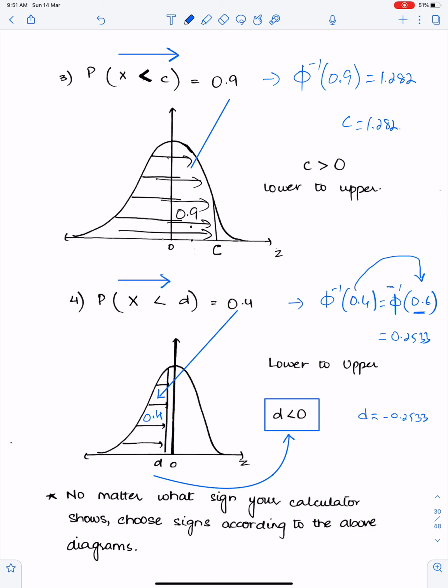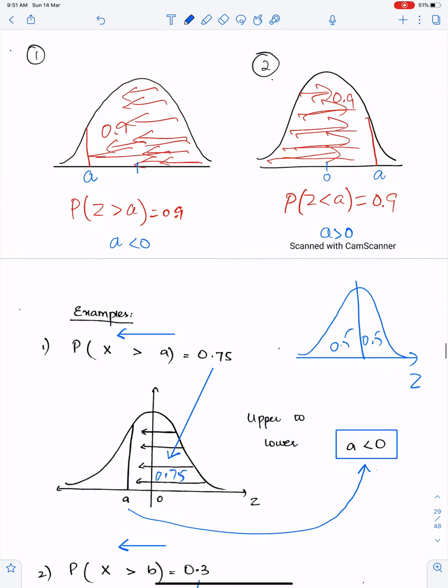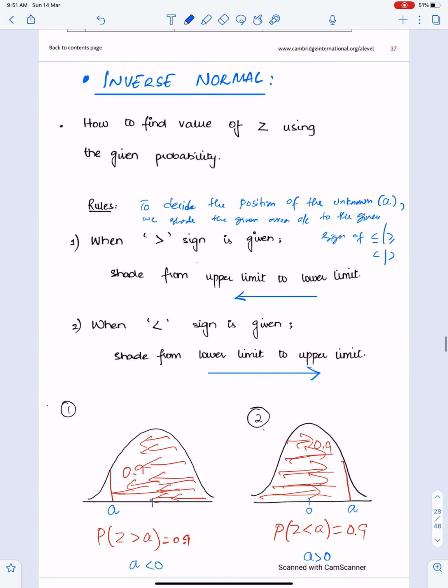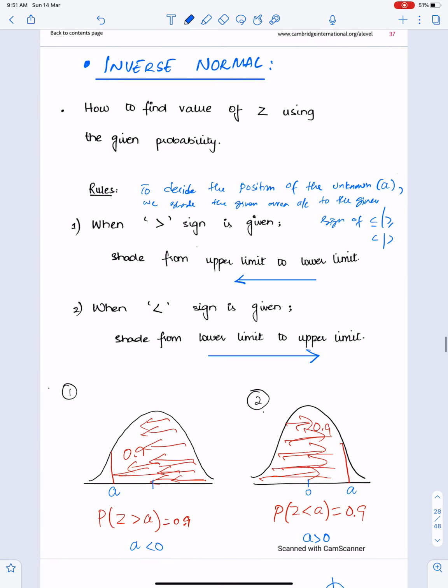I'm sorry. I hope you have understood this concept well. If you want to take screenshots of the inverse normal table, you can. This is the first page of inverse normal.